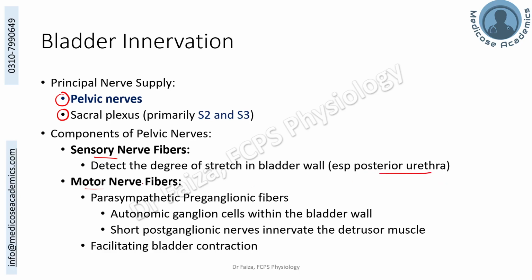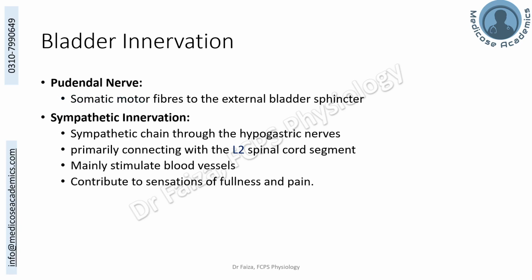Whereas the motor nerve fibers include the parasympathetic preganglionic fibers and the short postganglionic fibers which are supplying the detrusor muscle as well as the internal urethral sphincter, and they are going to facilitate the bladder contraction and micturition. Pudendal nerve fibers are somatic motor nerve fibers which are supplying the external bladder sphincter or external urethral sphincter.